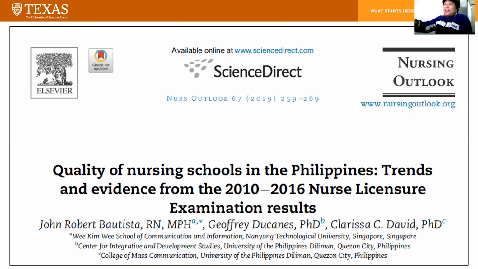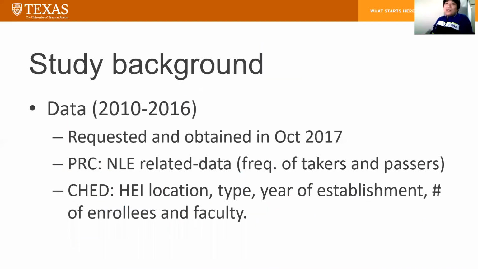If you try to do a Google search for this article, you can actually download the accepted copy in my ResearchGate. You can download this, not the full text, but the accepted version. So nonetheless, I want to share that. What's the data that we have?